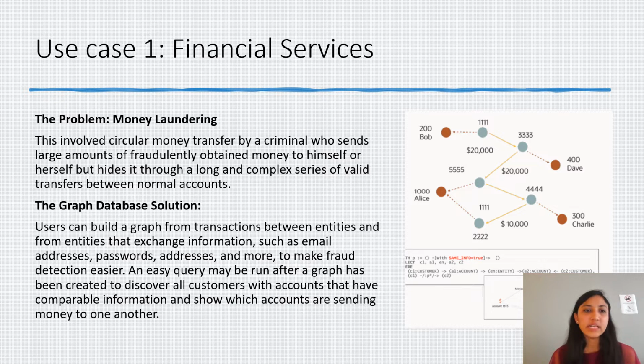Through the database, we have a solution where a user can build a graph from transactions between entities that exchange information such as email, passwords, addresses, and more to make fraud detection easier. An easy query may be run after a graph has been created to discover all customers with accounts that have comparable information and show which accounts are sending money to one another.